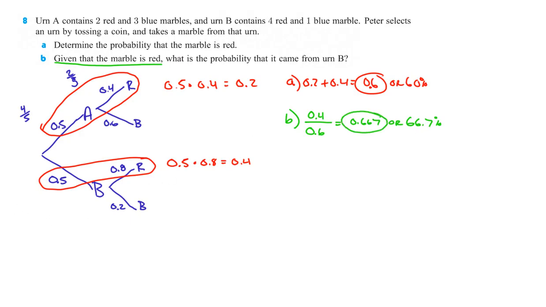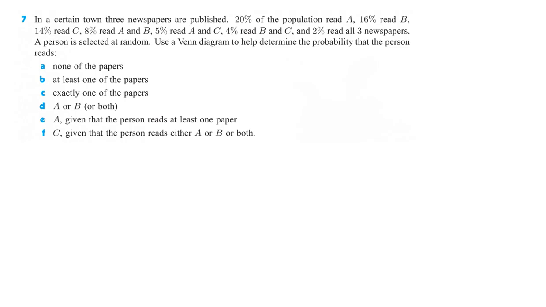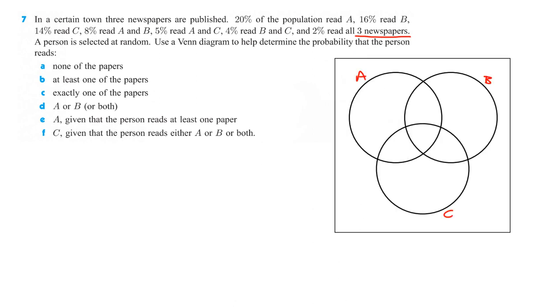Okay? Okay, let's look at number 7, and we'll be done. All right, in a certain town, 3 newspapers are published. 20% of the population read A, 16% read B, and so forth and so on. Use a Venn diagram to help determine the probability the person reads this stuff here. So we now have 3 newspapers, so we need a triple Venn diagram. Okay, so here we have a triple Venn diagram, and the big key, if you remember from the regular Venn diagram, is that we always try to fill up the middle space first here.